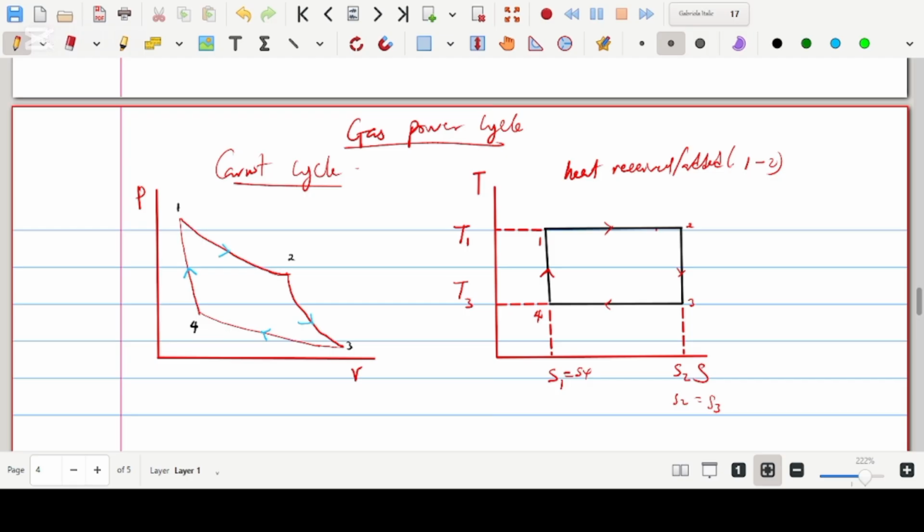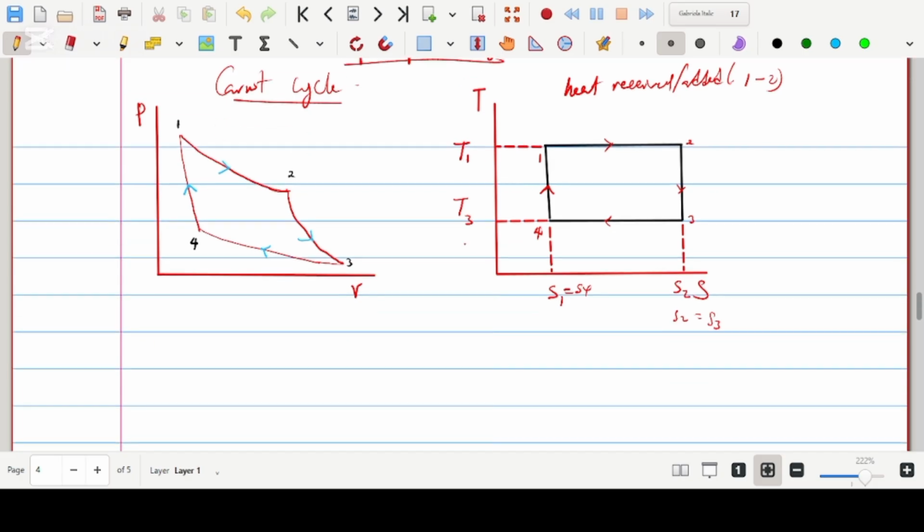process 1 to 2 is heat received or added. You can see it is at constant temperature, that is isothermal. It simply means that process 1 to 2 is isothermal. This is how isothermal looks. 1 to 2 isothermal, so at constant temperature.